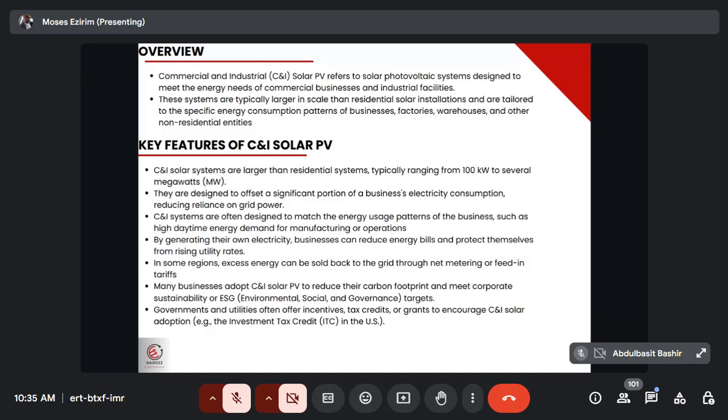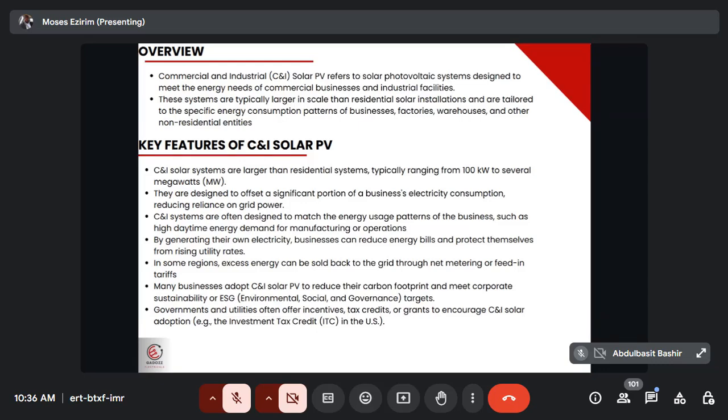So that is it. Now, the third point is that C&I systems are often designed to match the energy usage pattern of the business. That is why I'm telling you that you need to do your energy audit for you to know how to come in, all right? Such as your high daytime energy demand for manufacturing or operation. For your commercial building, let me give you an example for banks. Banks' operational hours are mostly from 8 to 5. All right. You can see it's daytime. So that is why you have to integrate solar into such a facility. They are potential clients for C&I systems.